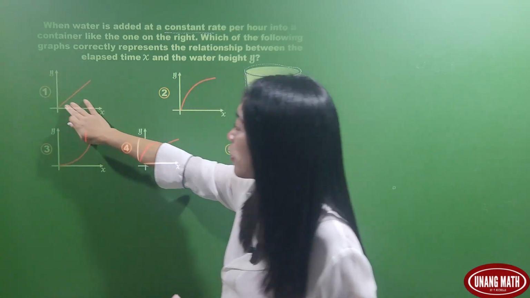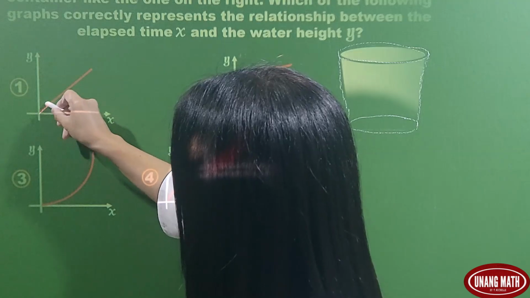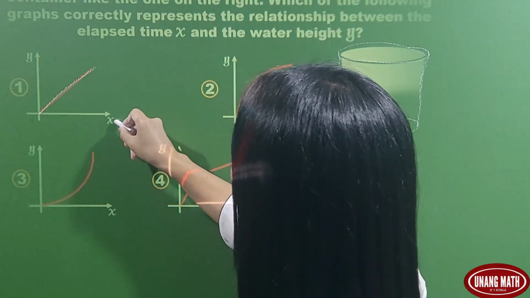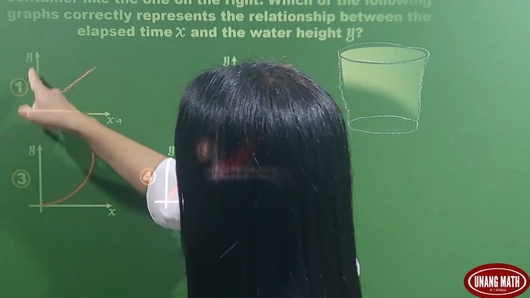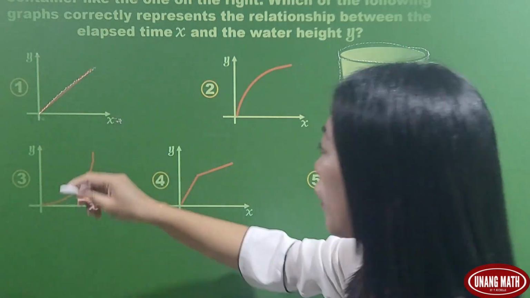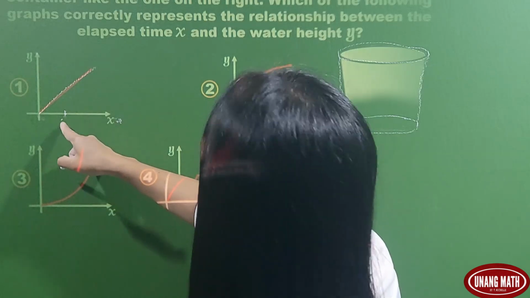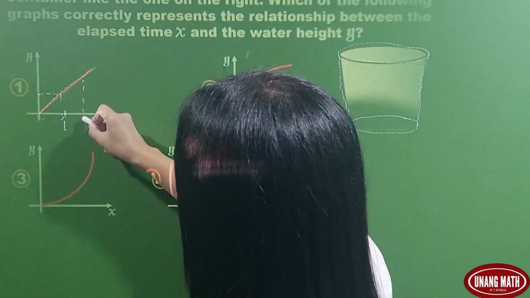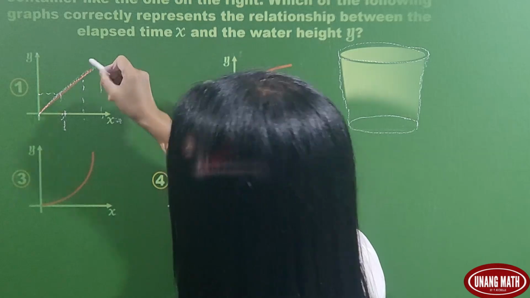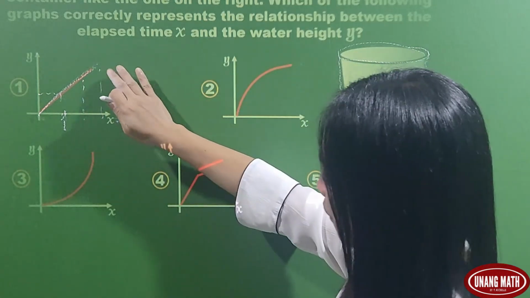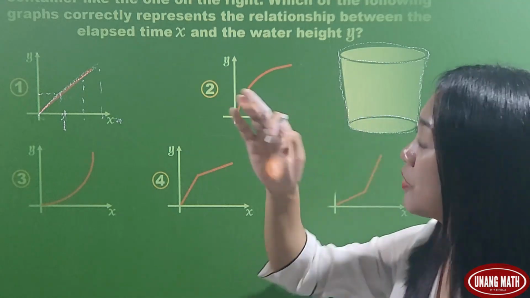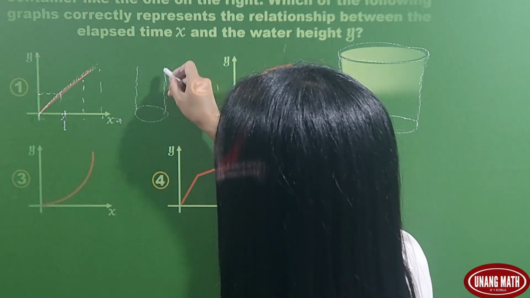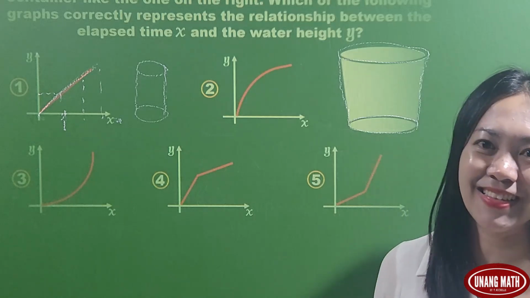Okay, let's take a look at this first graph. This is a straight line, which means there is a constant increase. So x is time and y is the height of the water. So let's say in 1 hour. So this is the height of the water in 2 hours, in 3 hours. There is a constant increase. And if you're going to imagine the container in this kind of graph, the bottom part and the top part are just the same size.